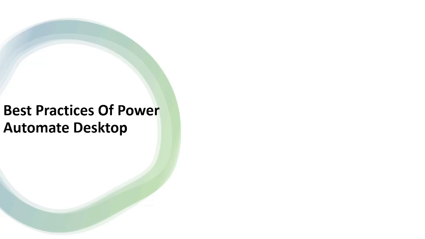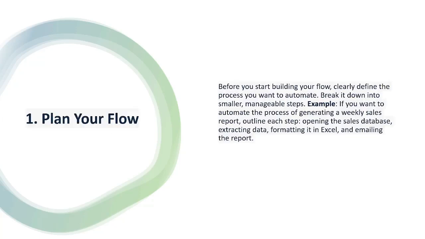So let's get started. First best practice is that you plan your flow. Before you start building your flow, clearly define the process you want to automate and break it down into smaller and manageable steps. For example, if you want to automate the process of generating a weekly sales report, outline each step: opening the sales database, extracting data, formatting it in Excel, and emailing the report.